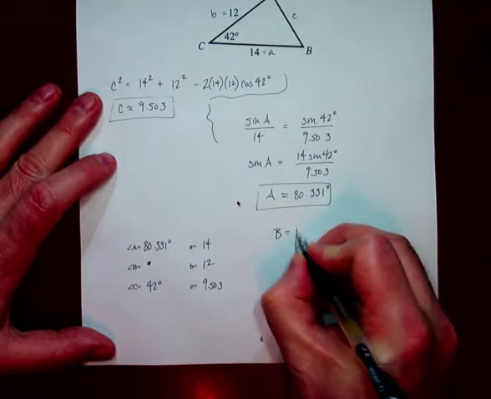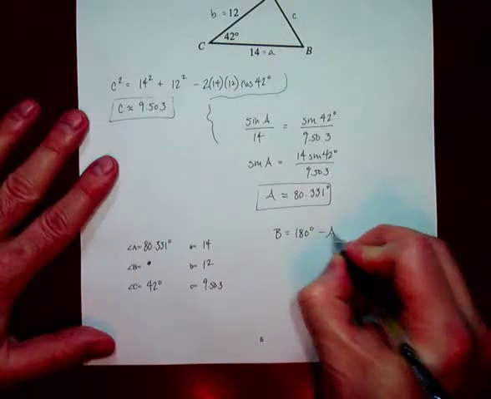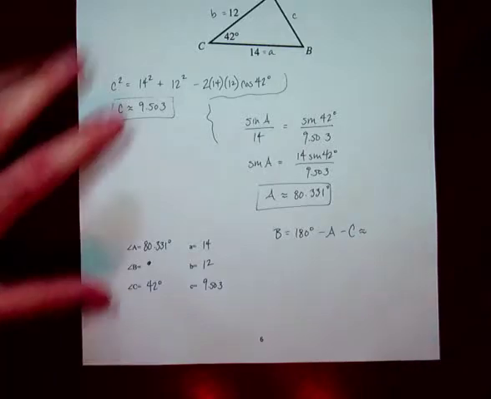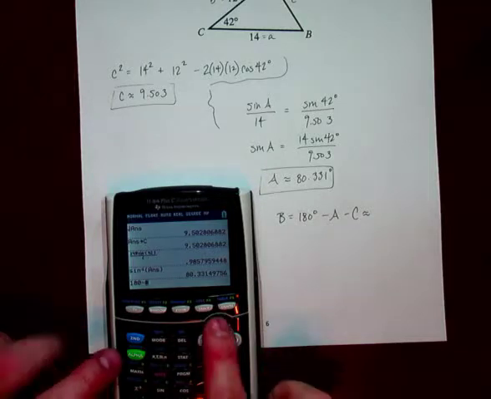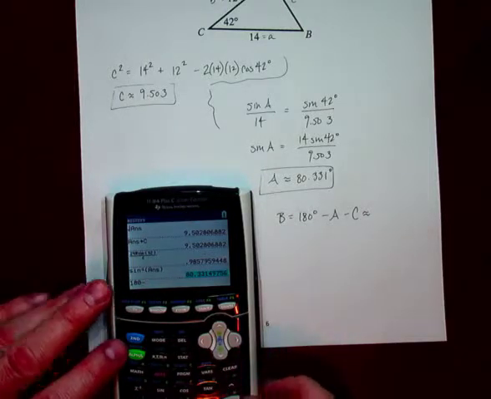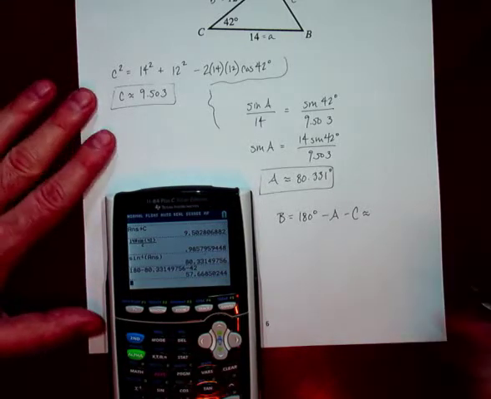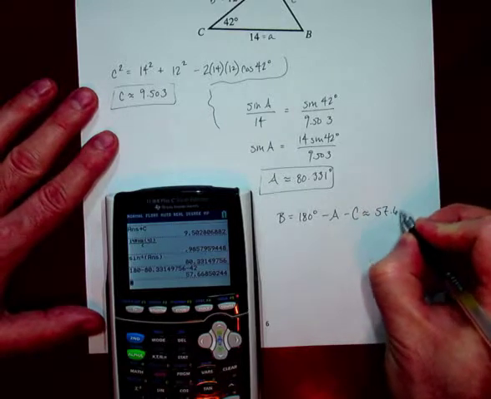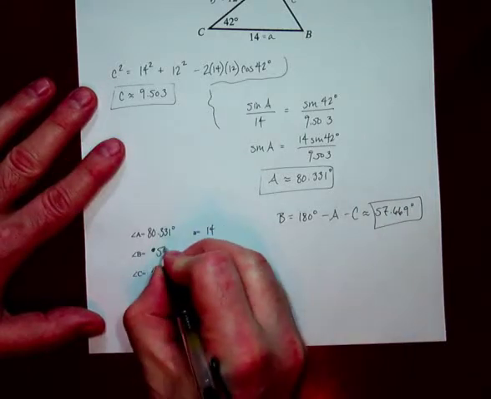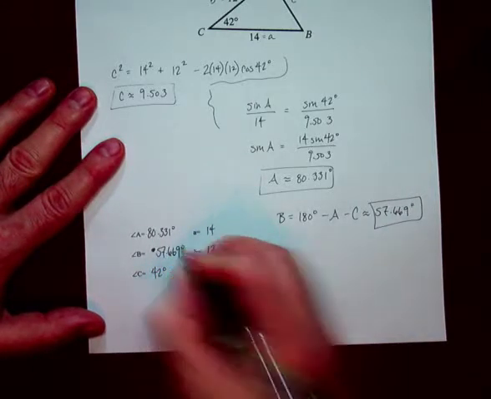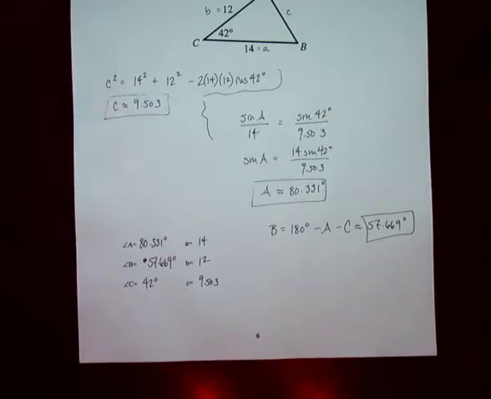I simply need to do a little subtraction. B is equal to 180 degrees minus A minus C. And so 180 minus that, and then minus 42, which is angle C, and I'm going to get 57.669 degrees. And I have solved for the entire triangle. And that's not really all that much work, right?